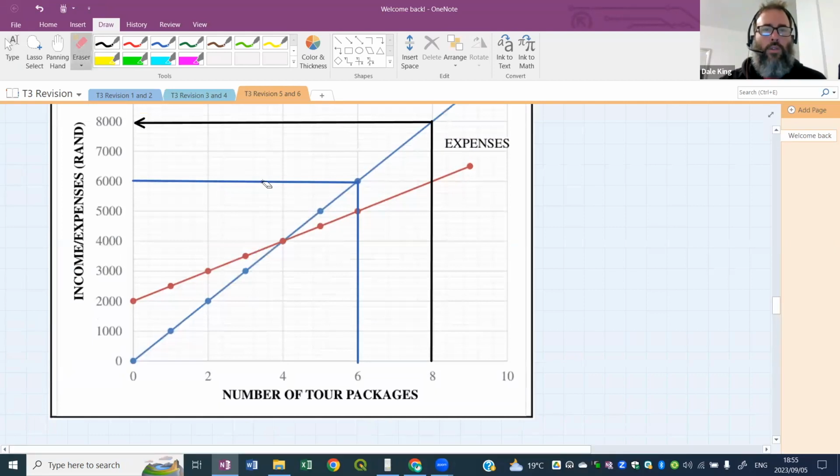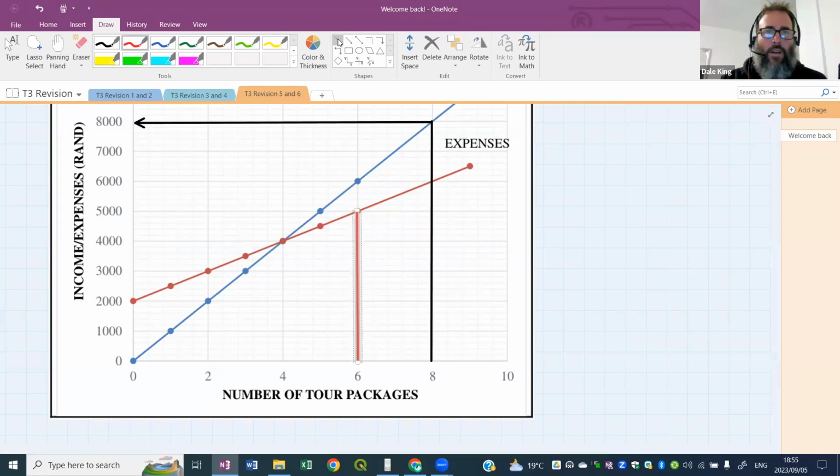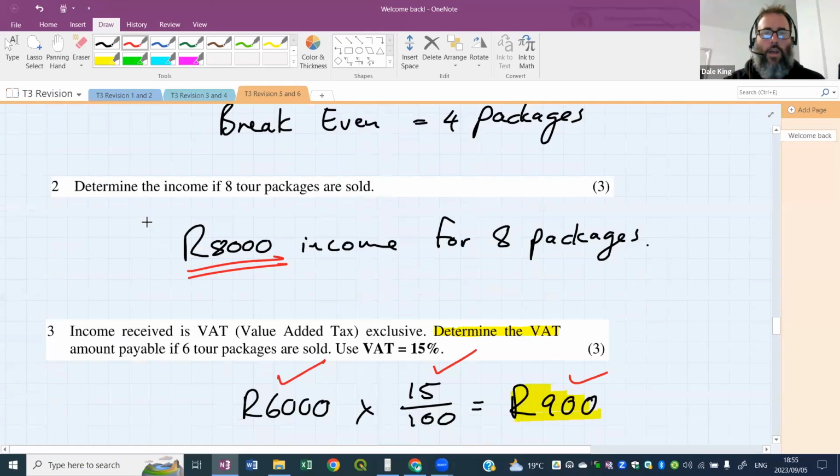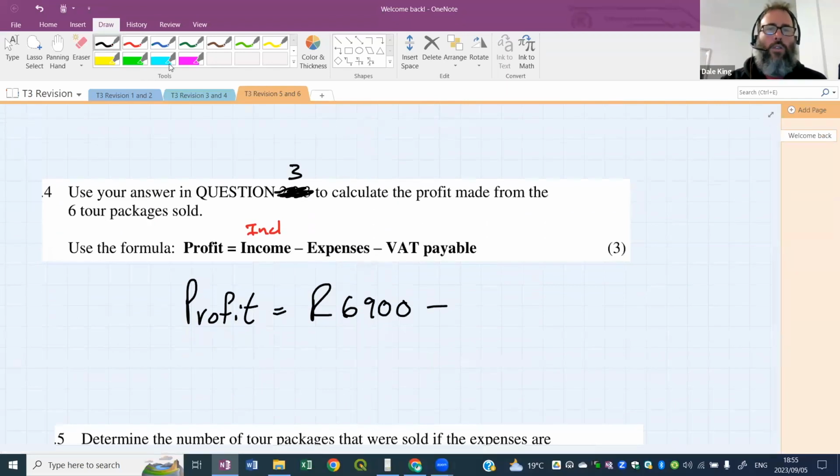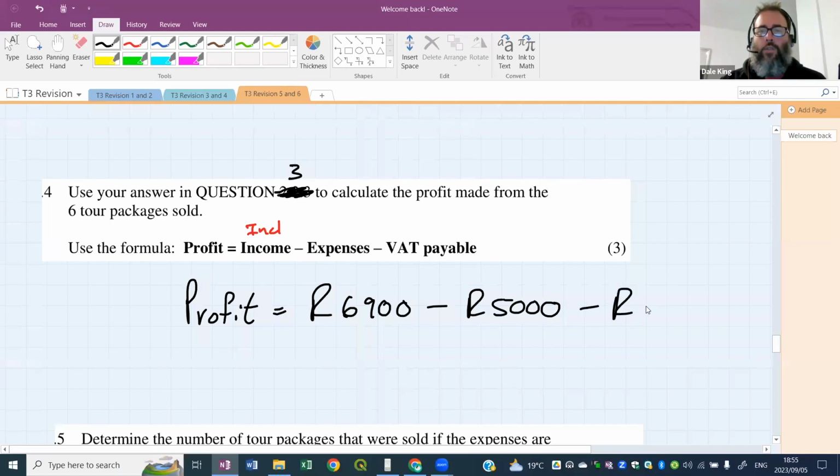We have to go back to the graph. All right, so what we'll do is we'll go back to 6 packages, go up to the expense line now, go across to the Rand value and see that for 6 packages, you have 5,000 Rands worth of expenses. Okay, that needs to be brought down here into the equation. We've got 5,000 Rand of expenses. And yes, we know we have to remove the VAT, which we just calculated is 900 Rand. Okay.